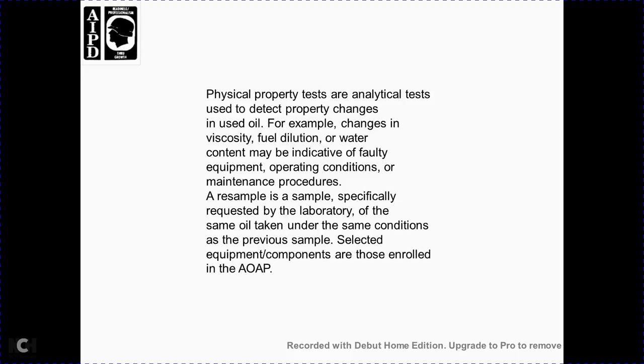For example, changes in viscosity, fuel dilution, and water contamination, along with the equipment's operating condition and maintenance procedures. Resamples are specifically requested by the laboratory, and the oil sample is taken under the same conditions as the previous sample, from selected equipment and components that are listed and enrolled in the Army Oil Analysis Program.